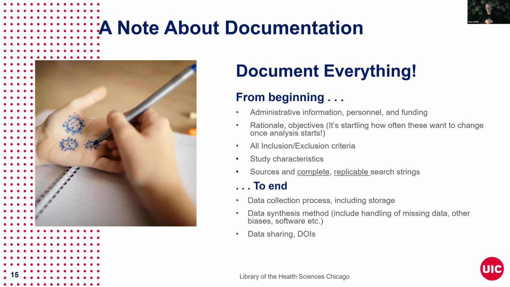You do want sources and complete replicable search strings. We do help design those, but you want to keep copies of them, not only because you're going to need them for the publication part, since most publications want those in your appendices, but also because these databases change from year to year, and how the searches work can also change from year to year. How the databases interact with search terms can change, and sometimes they need a little bit of an update. So that's a thing.